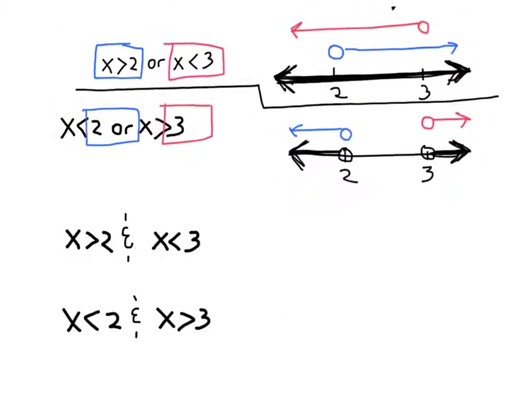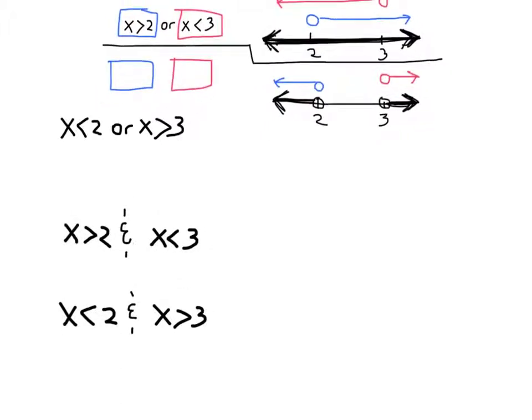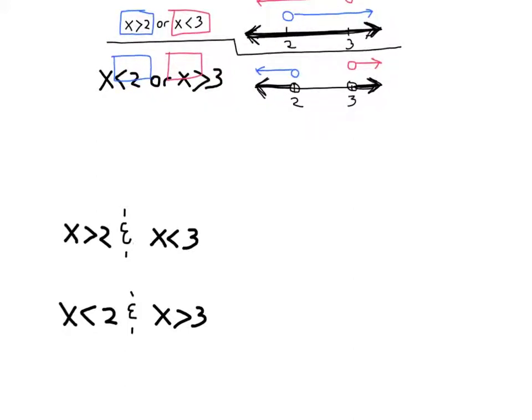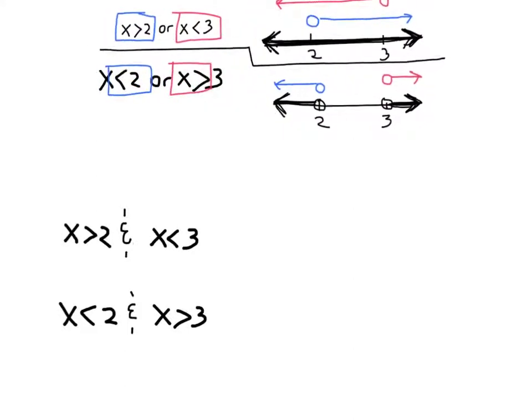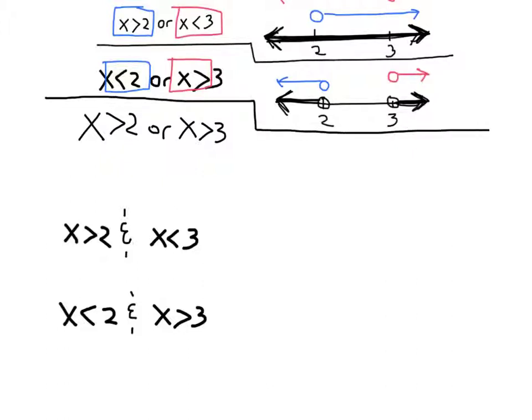And that actually reminds me, I'm going to give us a third situation too for the OR. What if instead of these two, we had something like x is greater than 2 or x is greater than 3? Now that is a little bit different. But the process is the same, at least in the beginning.